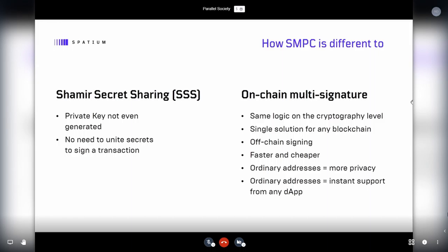The second point is that when you operate with SMPC, you operate with regular blockchain addresses, not smart contracts. So you have more privacy because no one sees how your signature works, who participates in it, how many parties. And the last point, but not least, is that since you have a regular address, you have instant support from any DApp or smart contracts without specific integration.